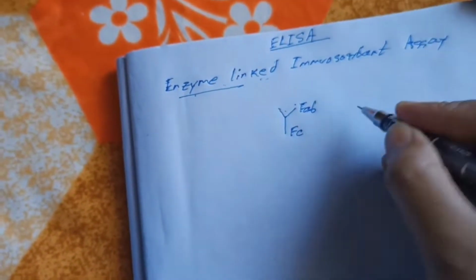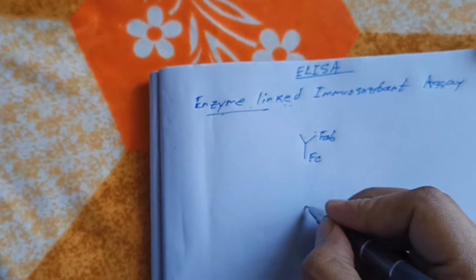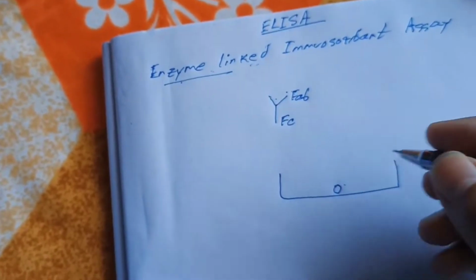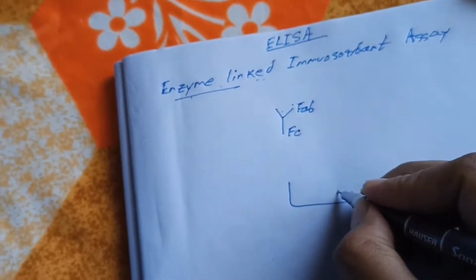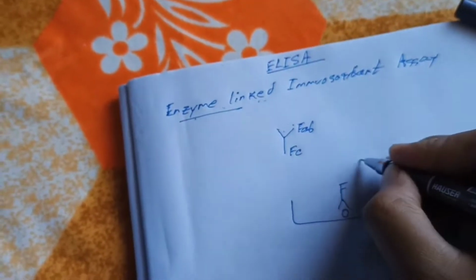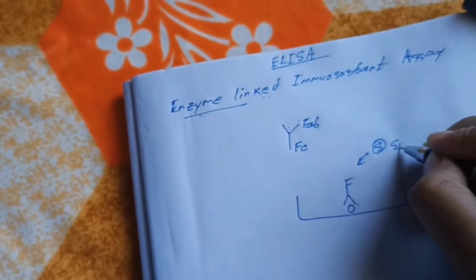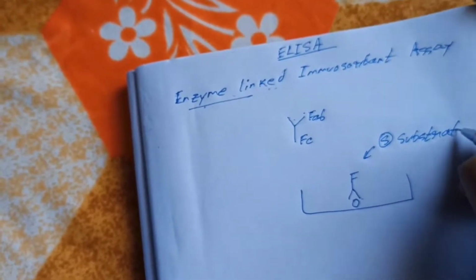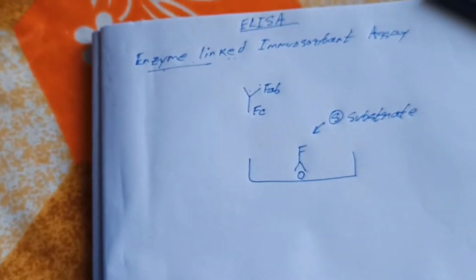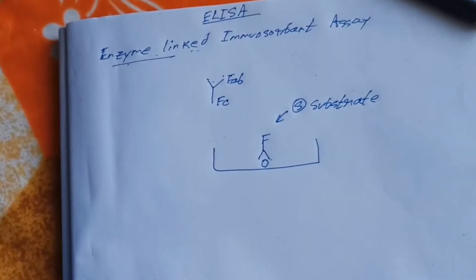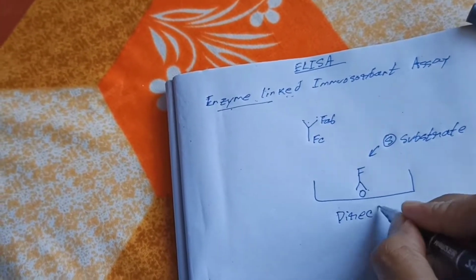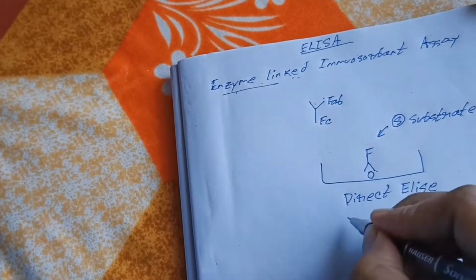Okay, so what happens in ELISA: we have the antigen. First we give the antigen. Let's say this is a well plate, we give the antigen. After that we give the antibody which is linked with the enzyme. After binding, we give the substrate, and that will form the color. By seeing the color we can say whether the reaction is positive or not. So this is basically the direct ELISA.